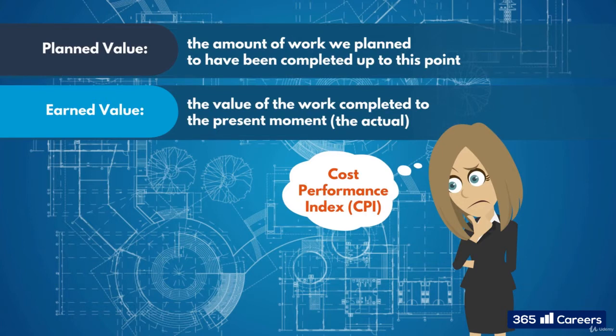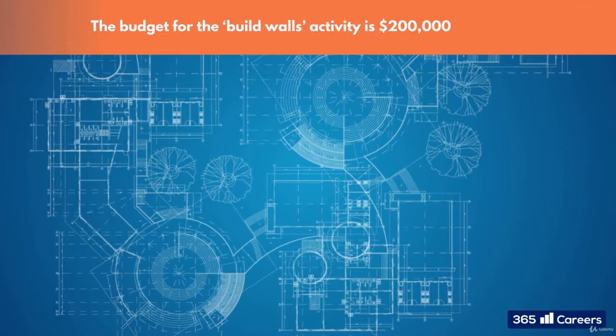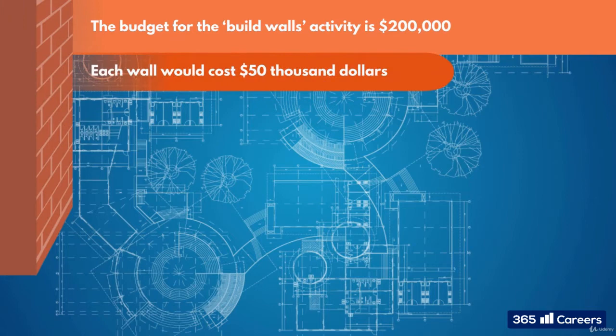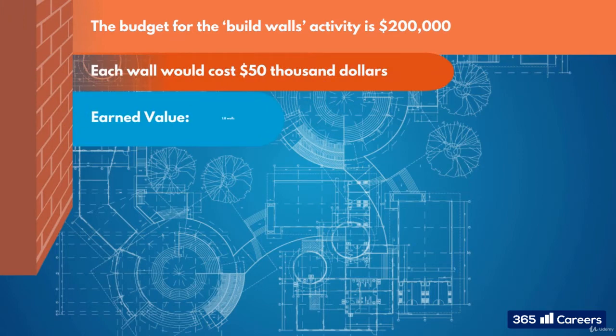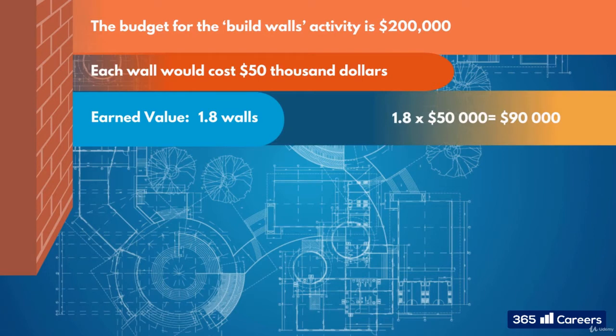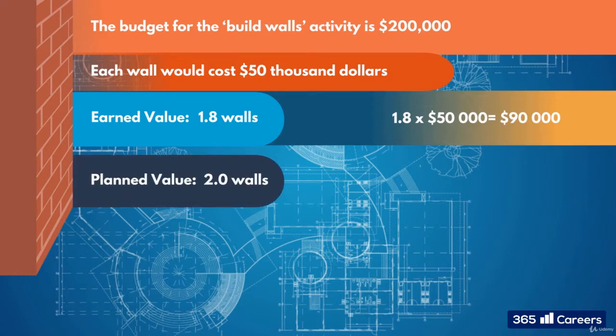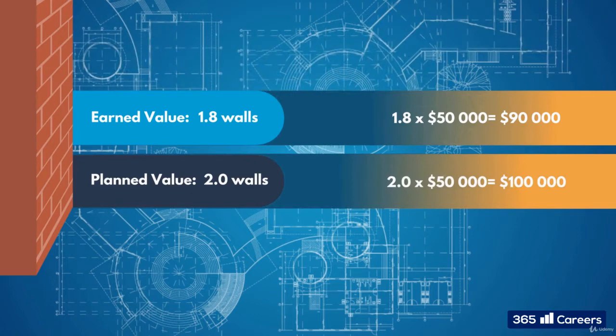So, first things first. Let's transform our planned value and earned value into dollar amounts. Let's say the budget for the build walls activity is $200,000. This would mean each wall would cost $50,000, and our earned value so far is 1.8 walls. To convert this into dollars, we multiply it by the number of dollars, so 1.8 times 50,000 equals $90,000. We do the exact same thing for planned value. So 2.0 walls multiplied by 50,000 equals $100,000.